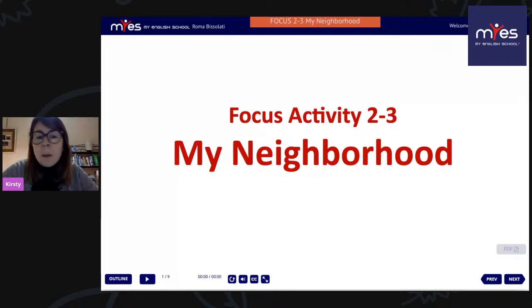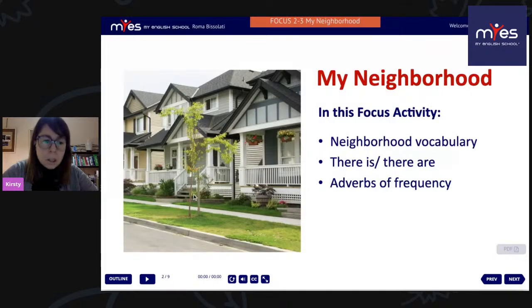So, what is this? My neighbourhood. Look at the picture. We've got lots of houses. Let's say the house in the middle is my house, and then the houses on either side, this house here, this house here, these are my neighbours. They are the people who live near me. Okay, good. And what else is in the picture? Well, there is lovely green grass, and there's a tree. There are lots of plants, and it looks like a very nice place to live.